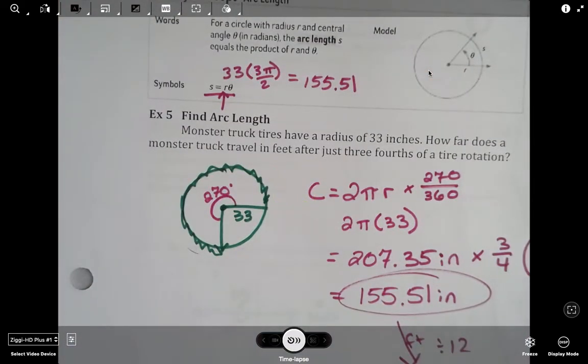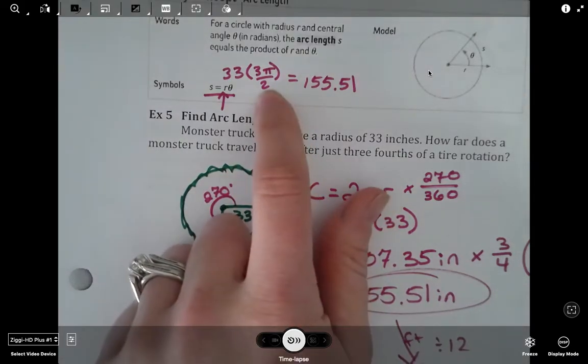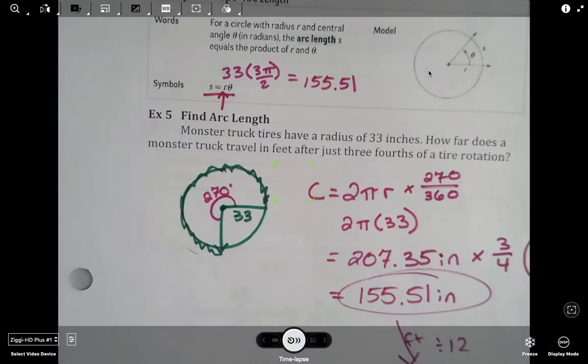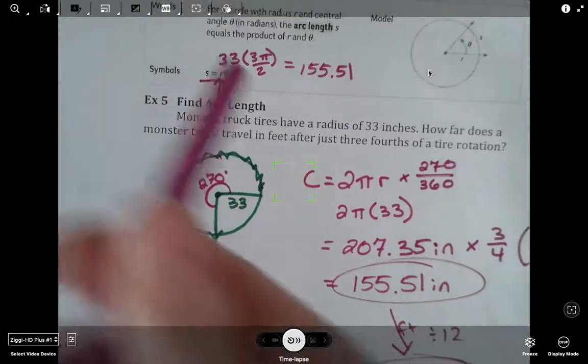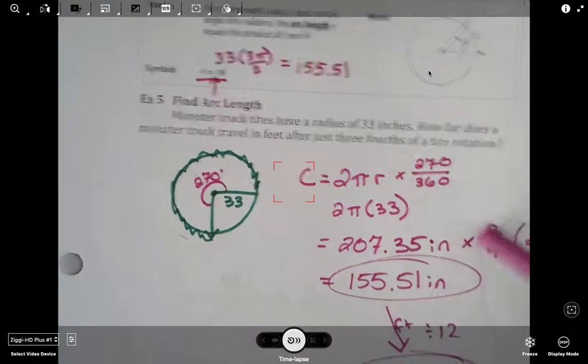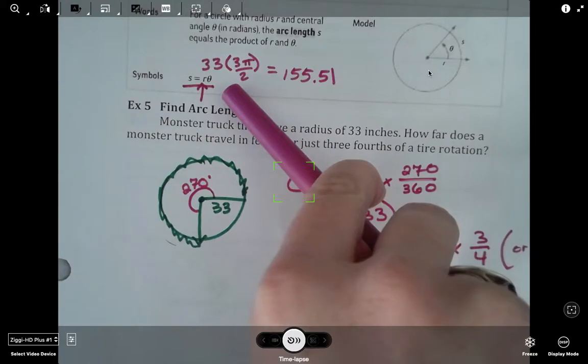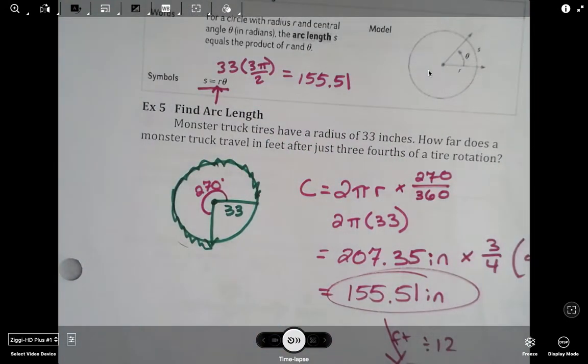Does that make sense? Because it's already in radians, okay? So you can either do this formula or you can do this one. This one makes more sense to me, but this one is shorter. Either way you want to do it doesn't matter. If you want to convert it to radians already and then plug it into the formula, that is okay. Does that make sense? Okay, there you go.